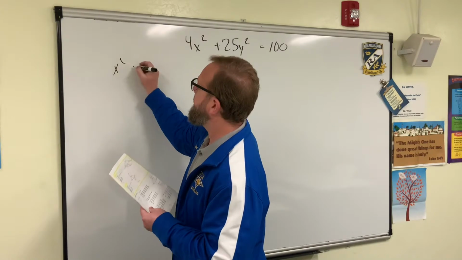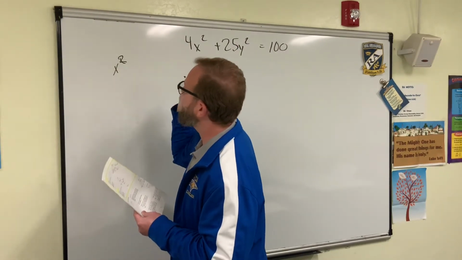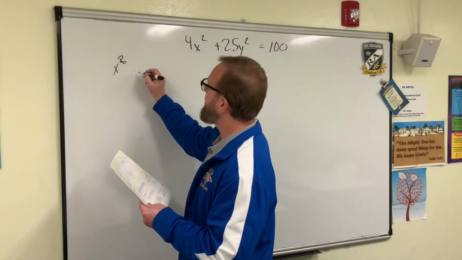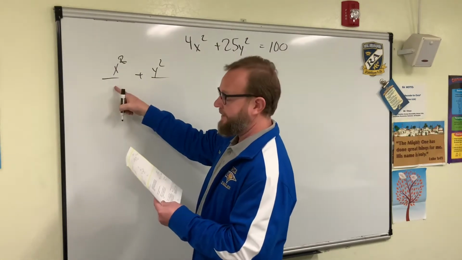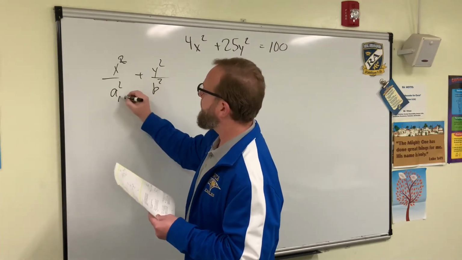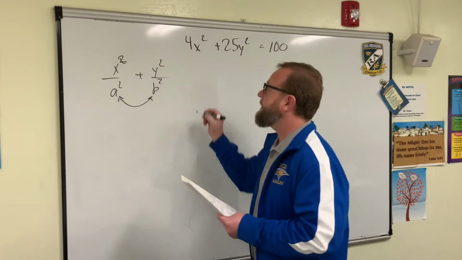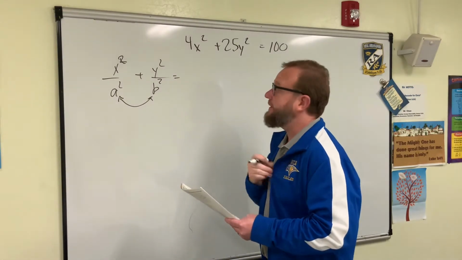But when we were discussing the format of the equations yesterday, they looked like this: x squared plus y squared, and they're over something, right? They're over an a squared, b squared, or possibly vice versa. And it equals what? This is the important part of this, actually. One.